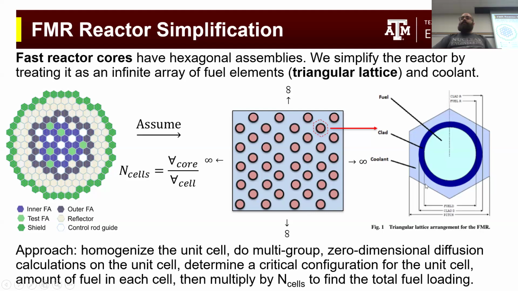So this is our unit cell. We've got this unit cell made of different materials. We're going to go through a homogenization process where we collapse all those cross sections together so that we have a single type of material. So we'll have a cross section for our entire cell, and then we can do all of our multi-group, zero-dimensional diffusion calculations based on the cross sections for that cell. That'll allow us to get the flux group components, which will allow us to get the K effective, and then we will go through a process where we update the enrichment of our fuel until we get the K effective that we want.